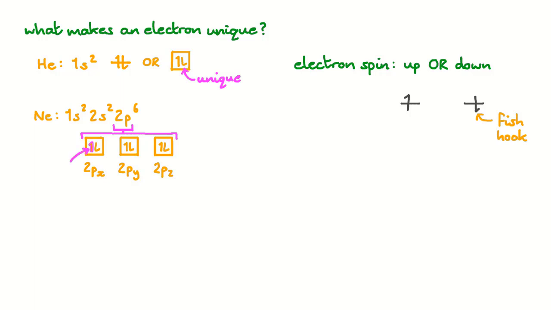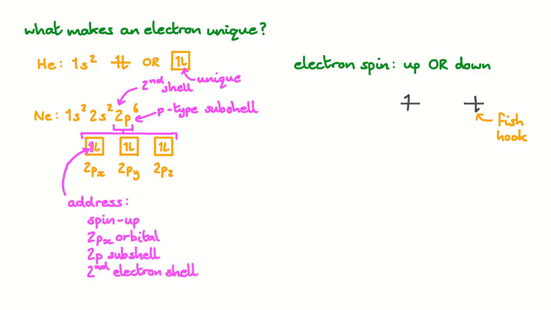For instance, an electron in the 2p subshell could be in the 2px orbital and be spin up. The other pieces of information we need are already given to us. The 2 in 2p indicates we're looking at the second electron shell, and the p tells us we're in a p-type subshell. Therefore, the full address of this electron is spin up, 2px orbital, 2p subshell, second electron shell. This is a great format for a chemist.